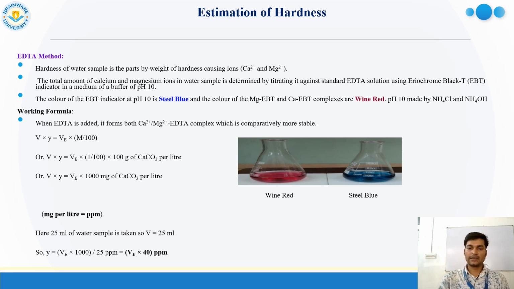sample water in a conical flask, and we maintain the medium around pH 10 by adding a buffer, ammonium chloride, ammonium hydroxide buffer. If this water contains some amount of calcium, magnesium salt within it, we add the indicator, EBT indicator, eriochrome black T indicator, and the color of the solution will be wine red. And we treat this solution with EDTA, ethylenediaminetetraacetic acid, of known strength.